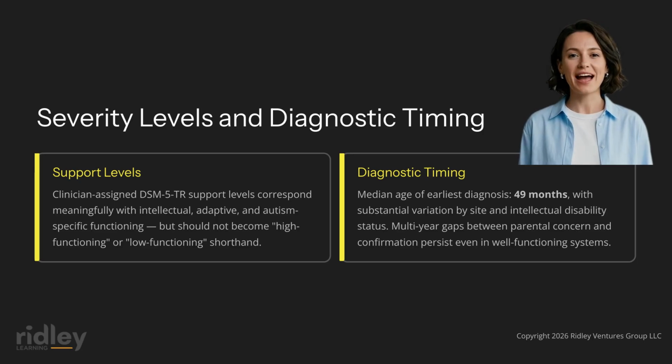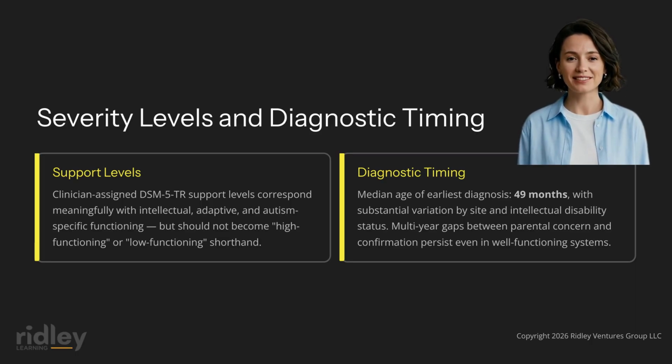There's also important evidence about how severity levels are used in practice. Gardner and colleagues in 2024 demonstrated that clinician-assigned DSM-5-TR support levels correspond meaningfully with standardized assessments of intellectual, adaptive, and autism-specific functioning. This provides empirical support for retaining severity level specification as part of the diagnostic record, even though those levels don't substitute for a full functional assessment and shouldn't be collapsed into global high-functioning or low-functioning shorthand.